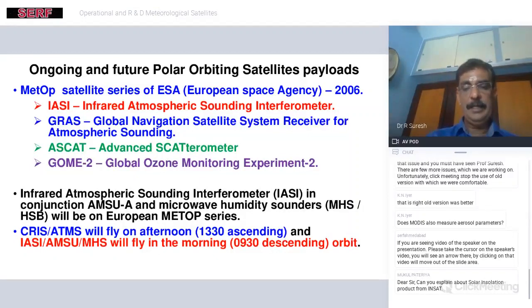And the timing has been decided. The CrIS series and the ATMS sensors will fly on the afternoon ascending path, and then IASI, AMSU, MHS start flying on the morning satellite, the descending satellites.